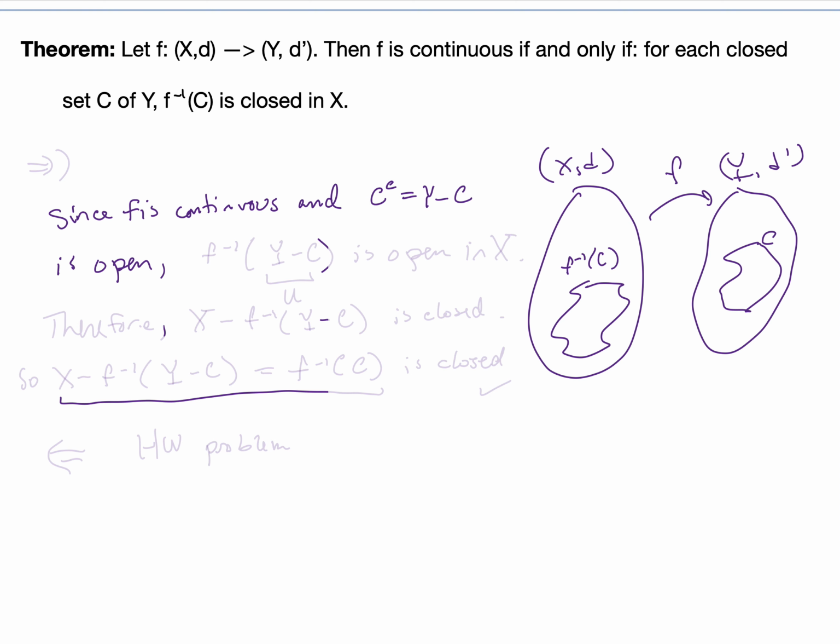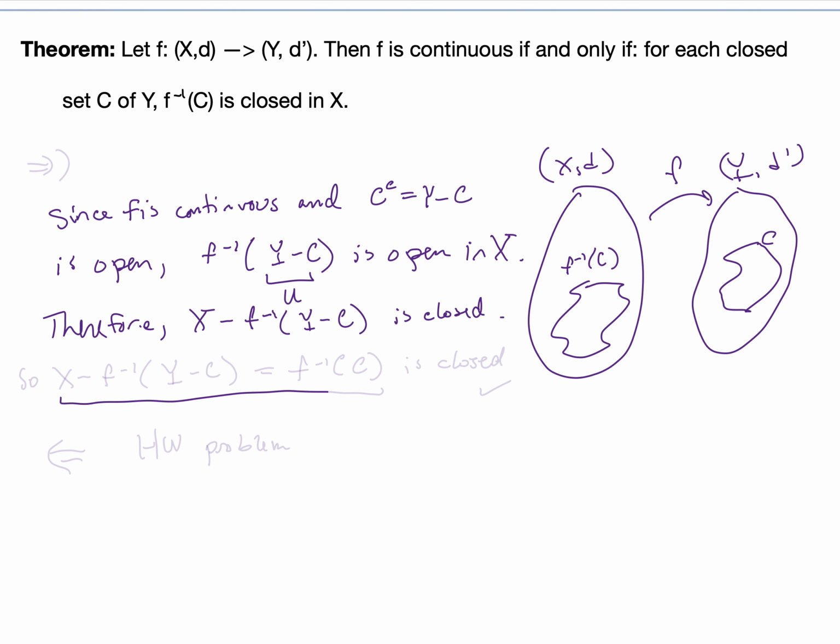That tells us that f inverse of Y minus C is open by our previous theorem. Our previous theorem said that if U is open in Y, then f inverse of U is open in X, and this is just our U. Okay, so this is open in X, and therefore, by definition of a closed set, X minus f inverse of Y minus C is closed in X.